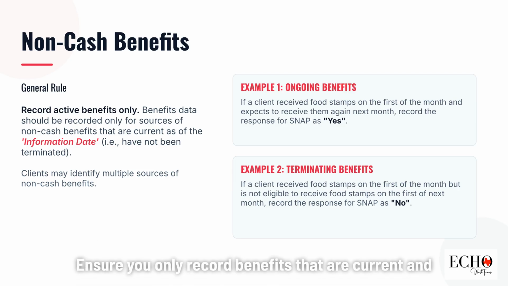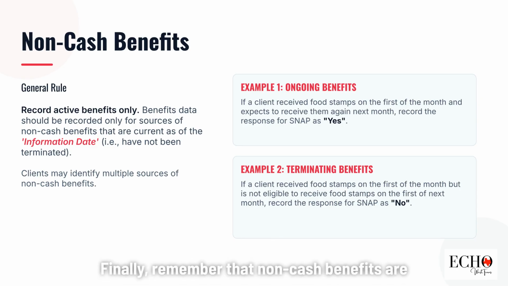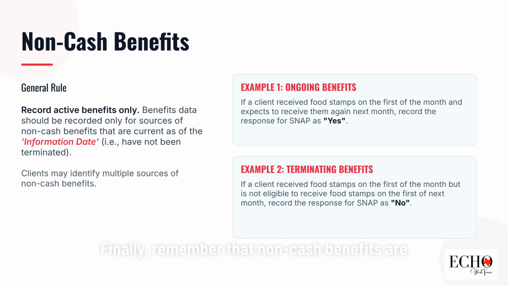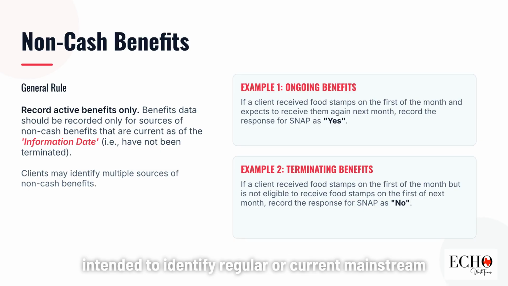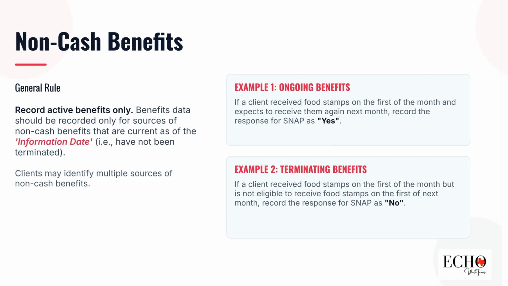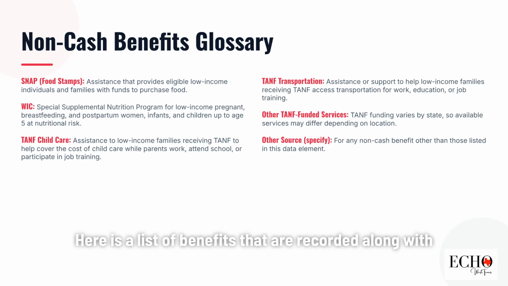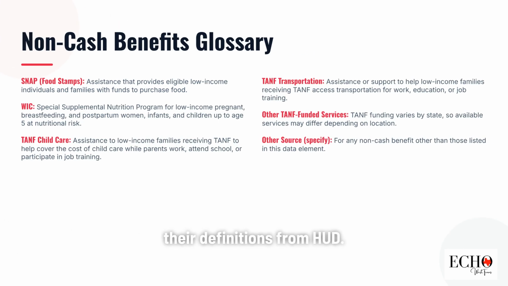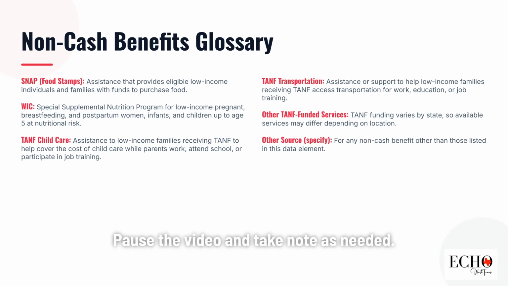Ensure you only record benefits that are current and ongoing. Finally, remember that non-cash benefits are intended to identify regular, recurrent mainstream benefits. Project-provided services, such as phone cards or vouchers, are not considered benefits. Here is a list of benefits that are recorded along with their definitions from HUD. Pause the video and take note as needed. You can also find these definitions on HUD's Interactive Data Manual page.